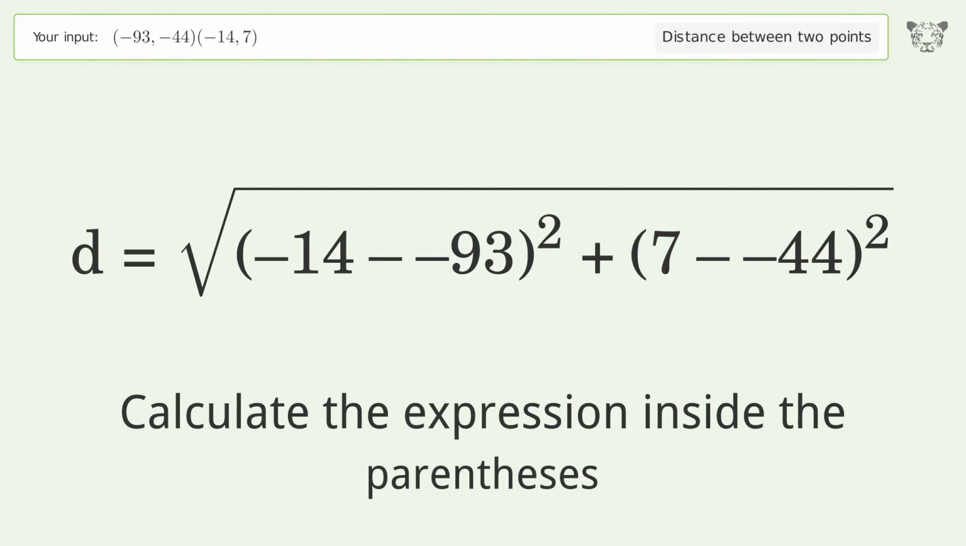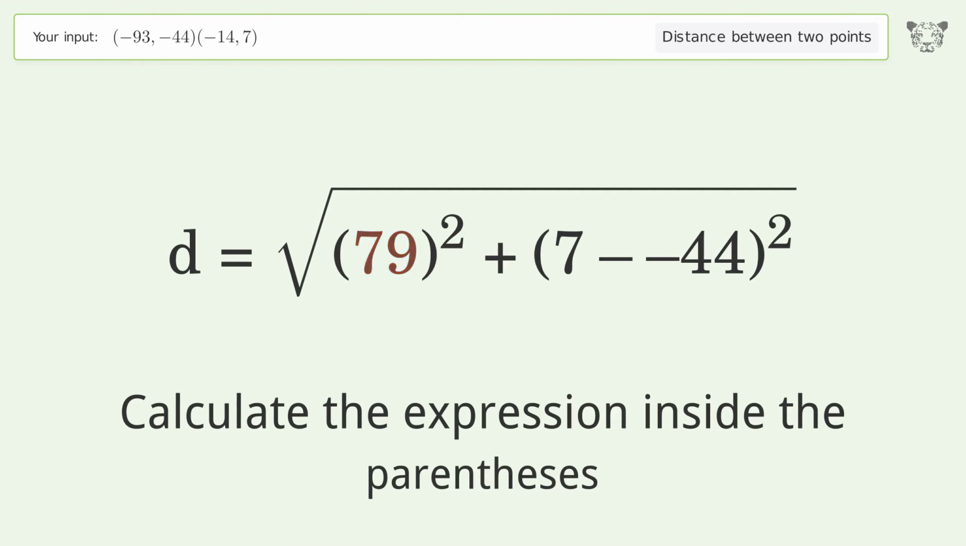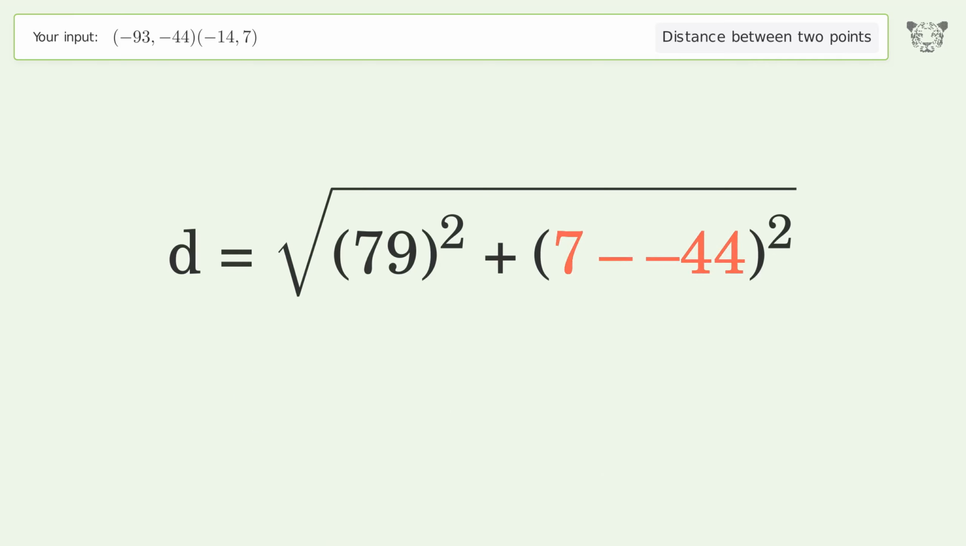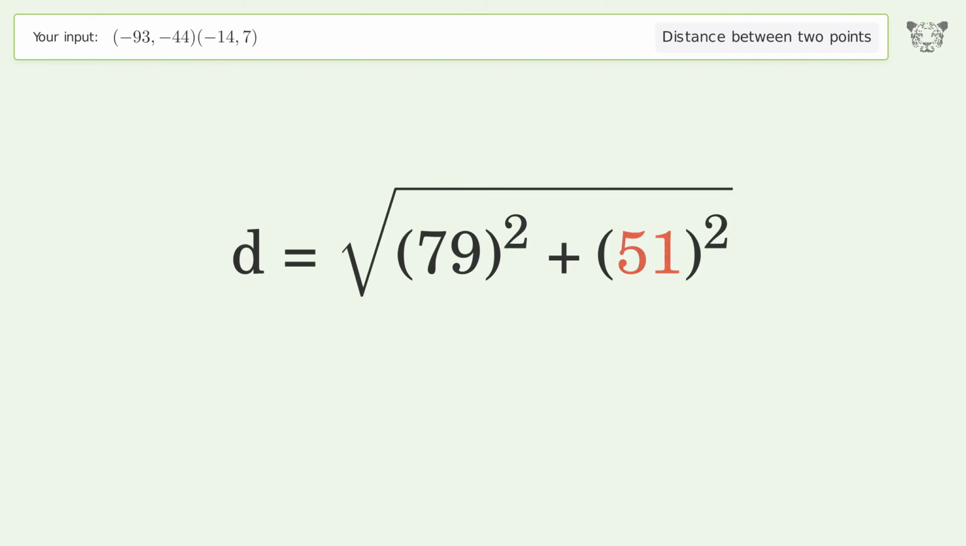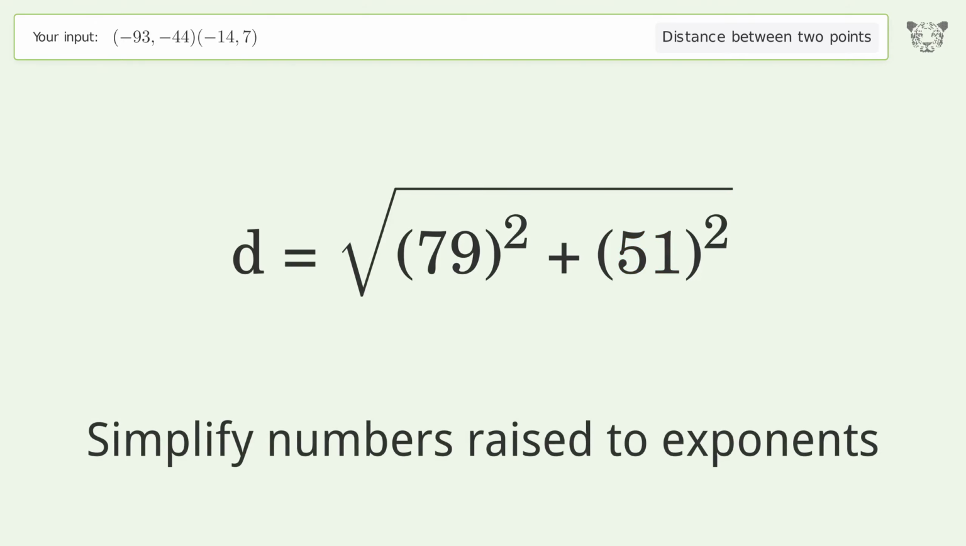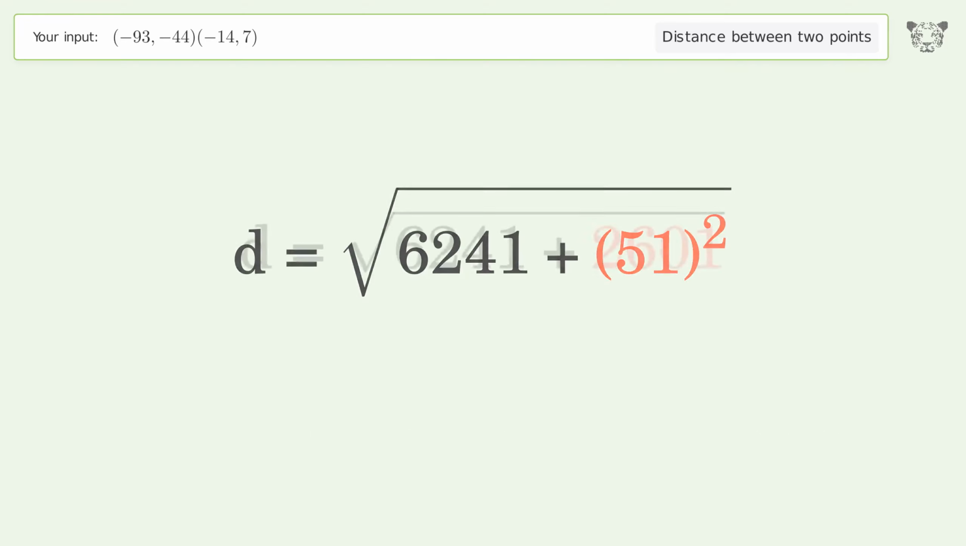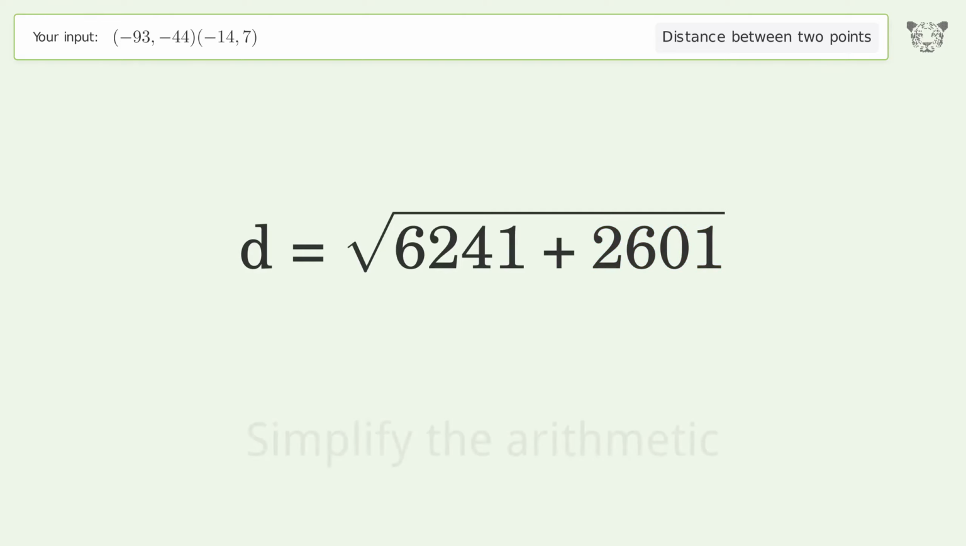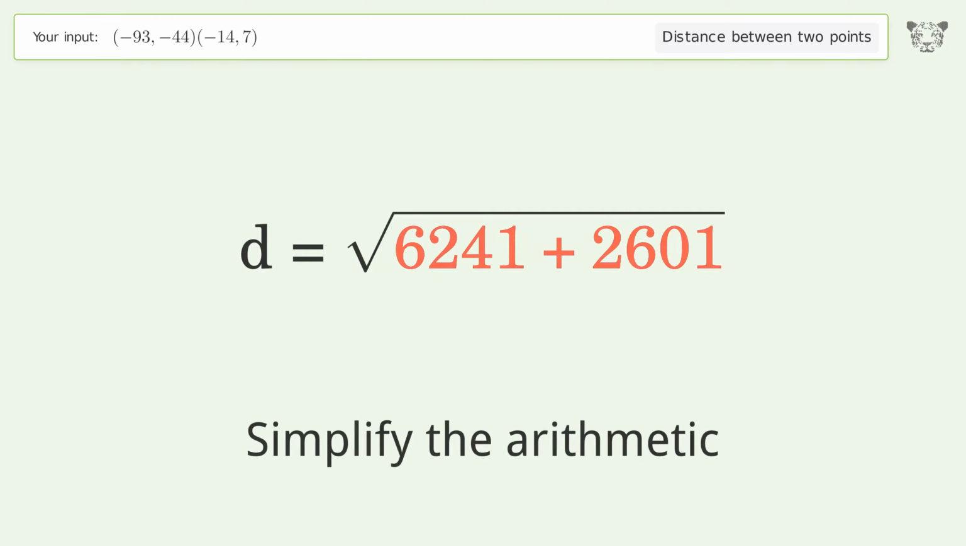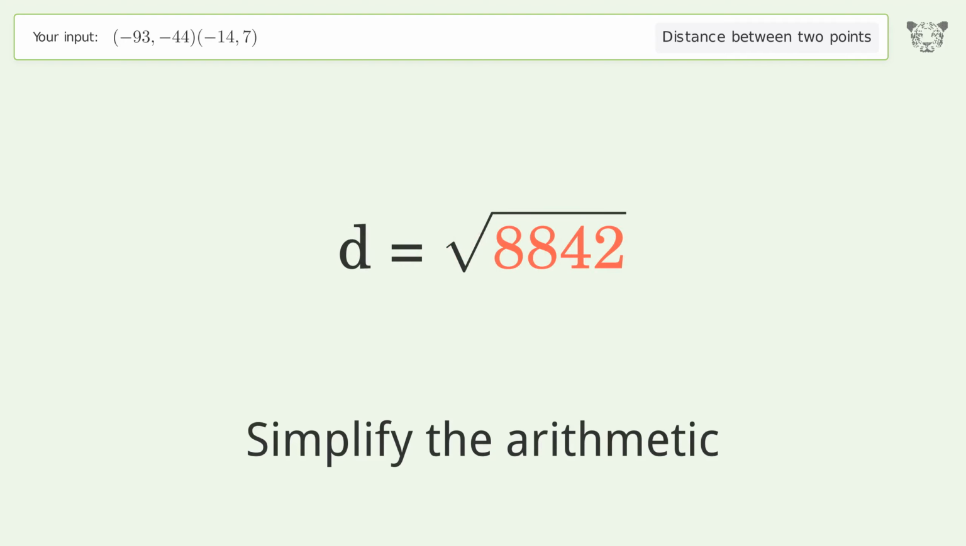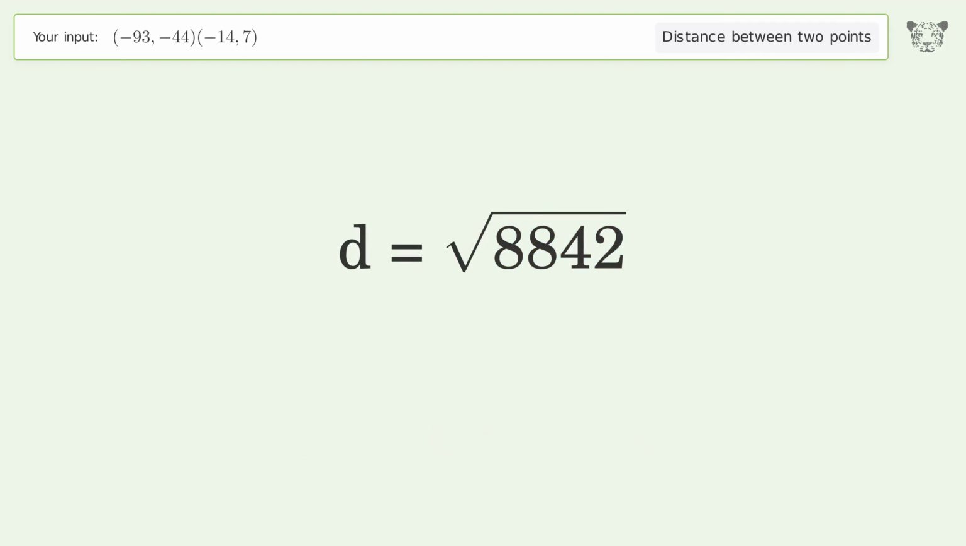Calculate the expression inside the parentheses. Simplify numbers raised to exponents. Simplify the arithmetic. And so the distance between the 2 points is the square root of 8,842, or 94.032.